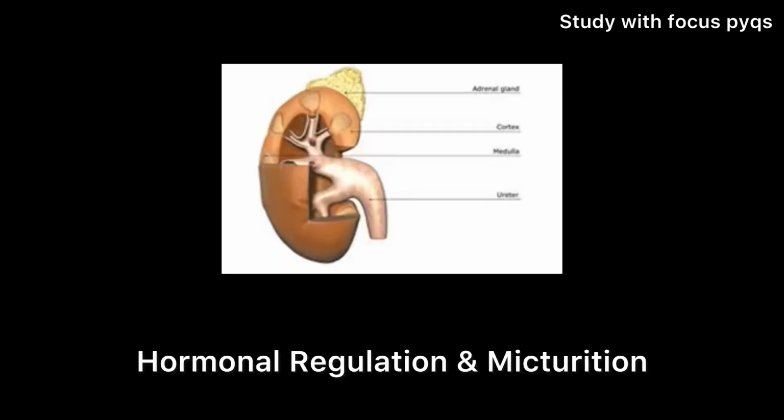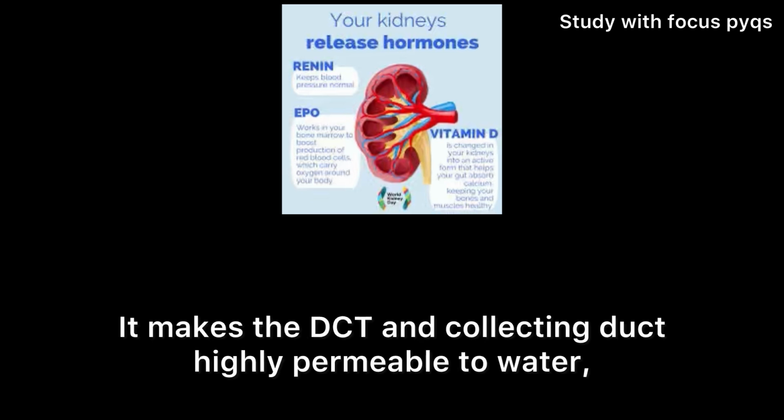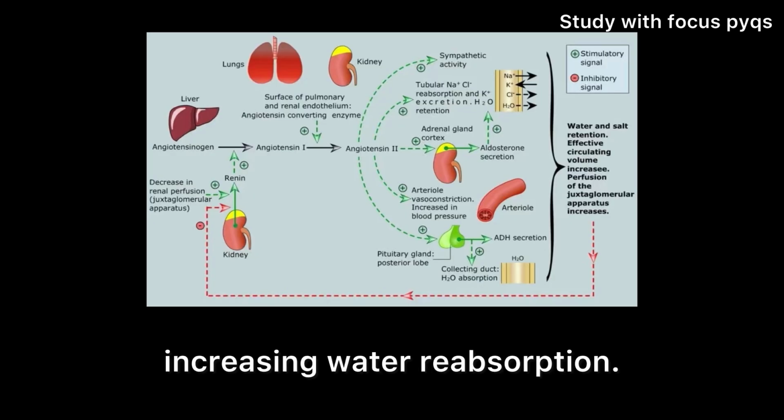Hormonal regulation and micturition. Regulation is handled elegantly by 3 main feedback loops. ADH, vasopressin, is released by the hypothalamus when osmoreceptors detect water loss. It makes the DCT and collecting duct highly permeable to water, increasing water reabsorption.